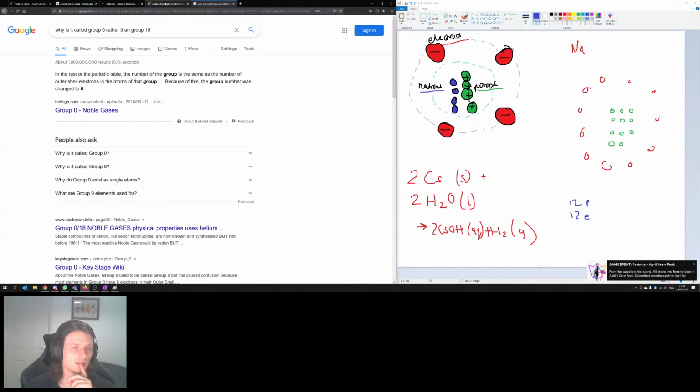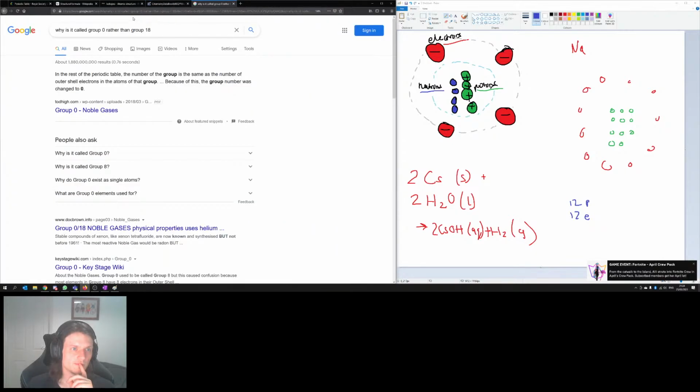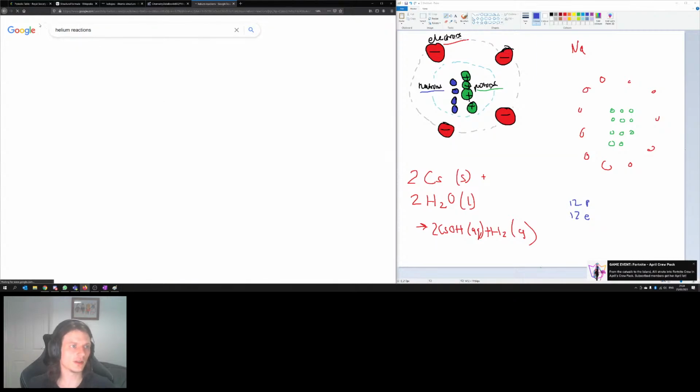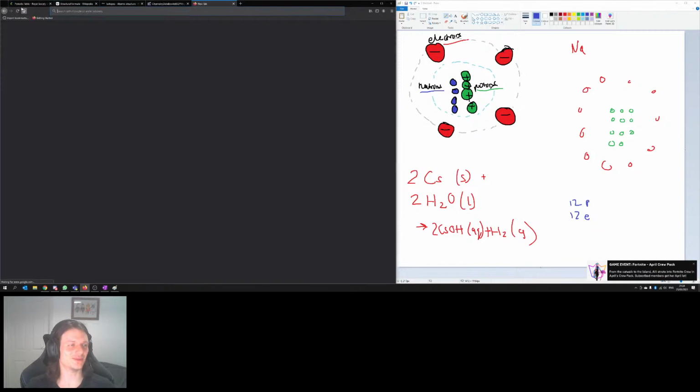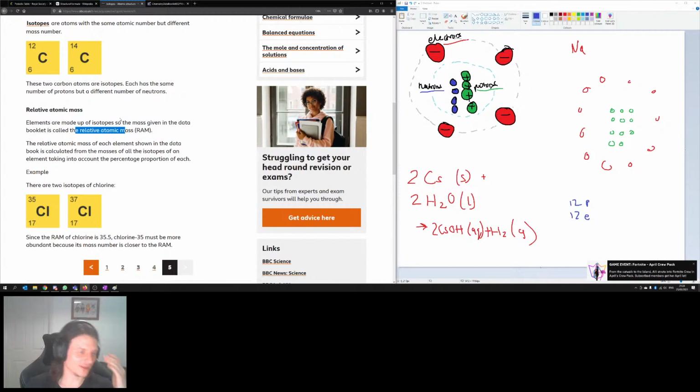So, is that saying that helium doesn't react at all? Because it has none in the outer shell. Helium reactions. It's very low and it's monatomic. Yeah, one atom. It's small and extremely light and is the least reactive of all elements. It doesn't react with any elements. So no helium-bearing minerals in nature. Wow. Yikes. Okay, I did not know that. That is awesome to know.